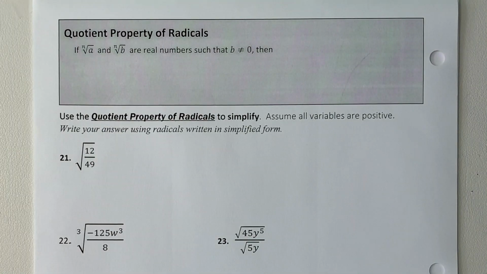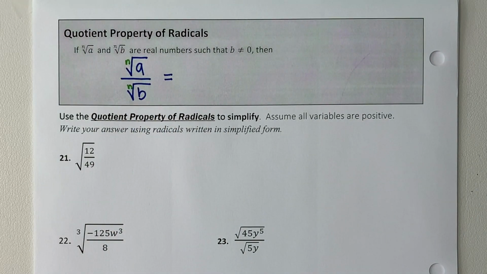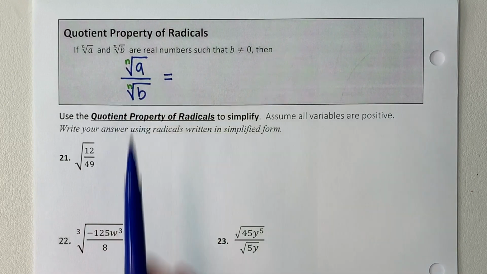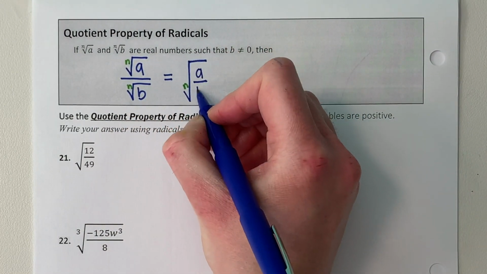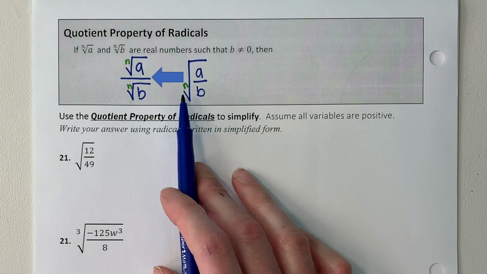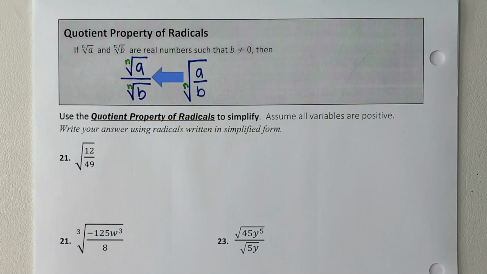On the last page, we're going to learn one other important property of radicals. The quotient property of radicals says that when you divide two radicals that have the same index, you can combine that division underneath one radical symbol. The quotient property also works in the reverse direction. So if you're dividing two quantities underneath one radical, you can break that division apart into two separate radicals.